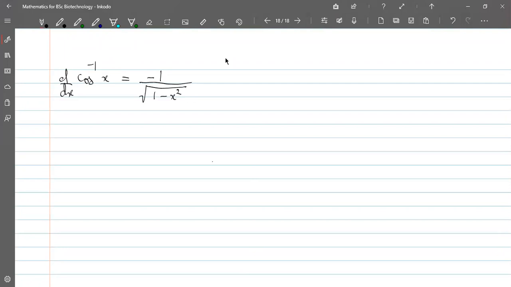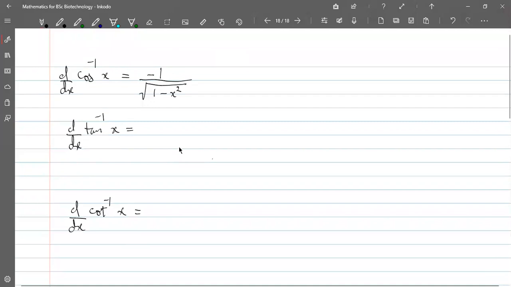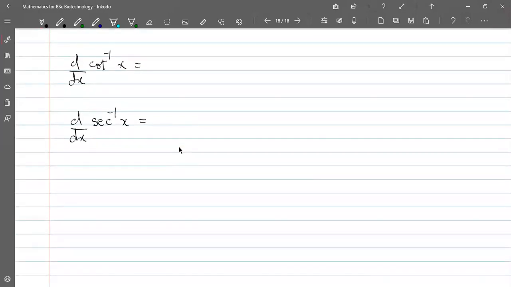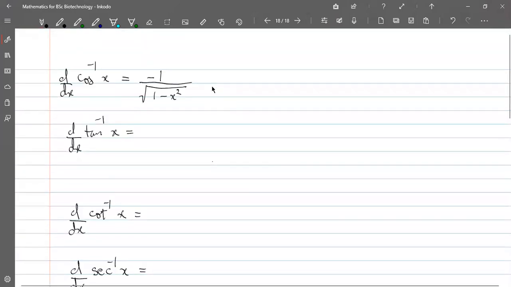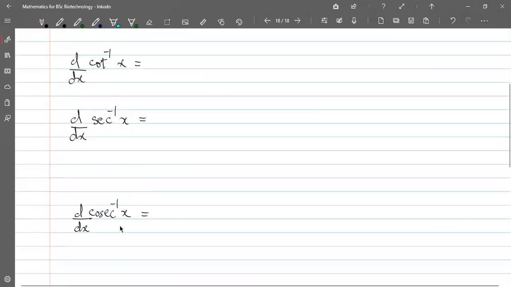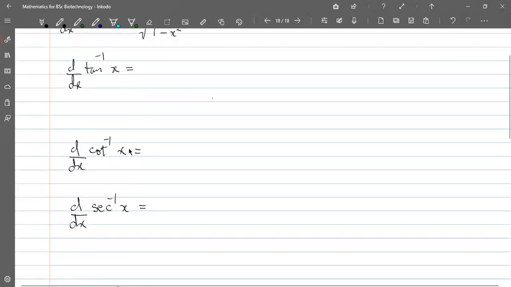Then similarly, you can find the derivative of tan inverse x. Of course, cot inverse of x, which will be similar to this, and secant inverse of x, and cosecant inverse. So these are all inverse trigonometric functions, all the basic inverse trigonometric functions, and we'll find all their derivatives.